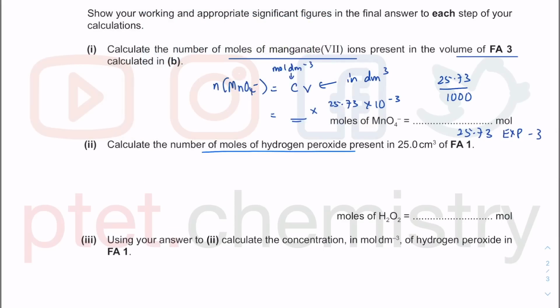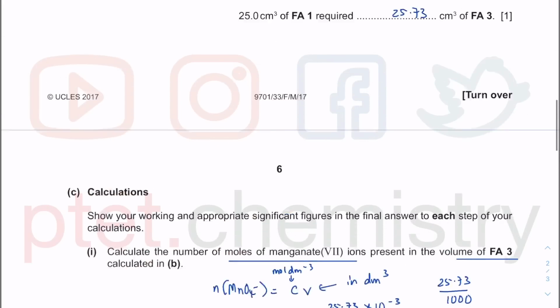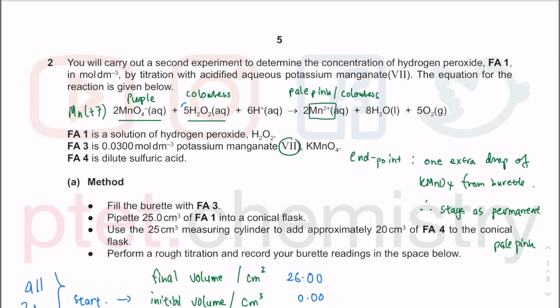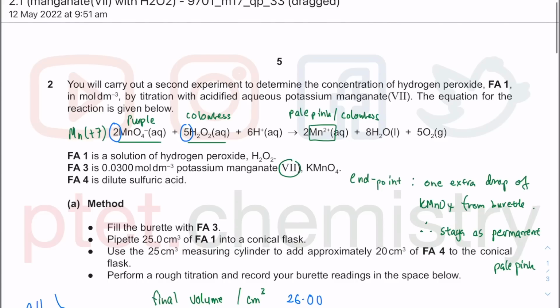Calculate the number of moles of H2O2 in this 25 cm³ of FA1. This is in your titration. This was what you pipetted out into your conical flask. So realistically speaking, you're going to compare mole ratio. If you are very bad at mole ratio, make sure you watch my not experimental, but theoretical playlist on the use of mole ratio under mole calculations.